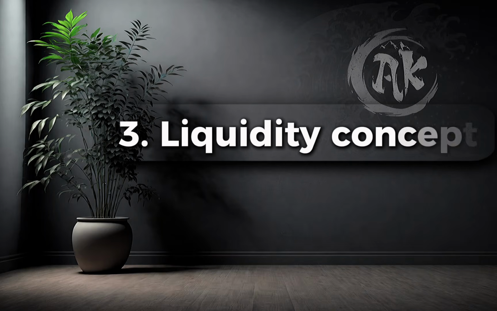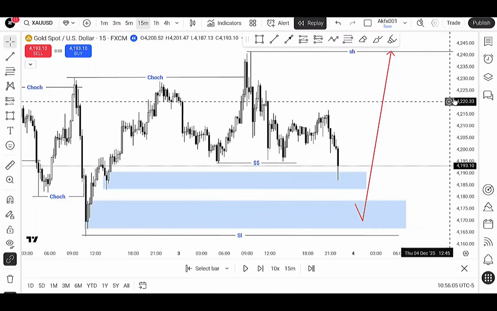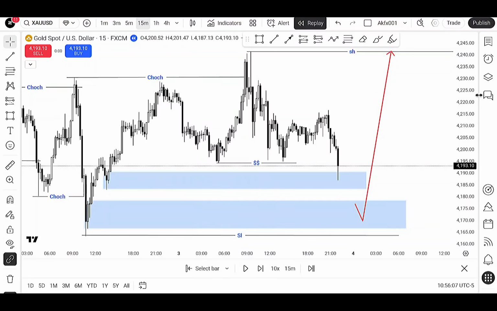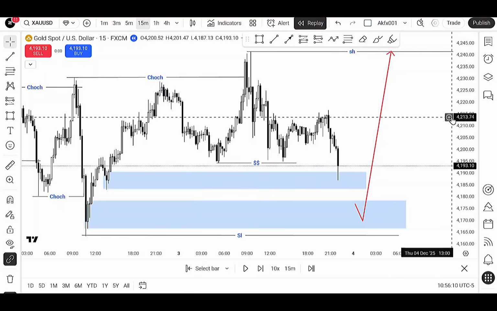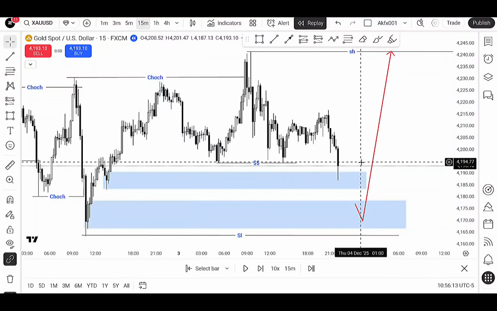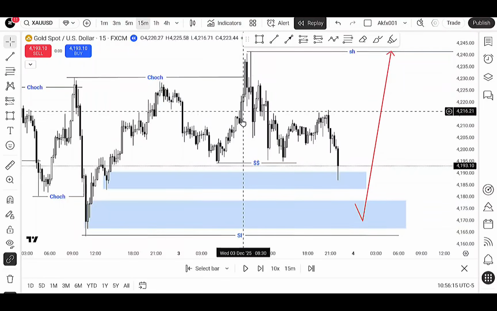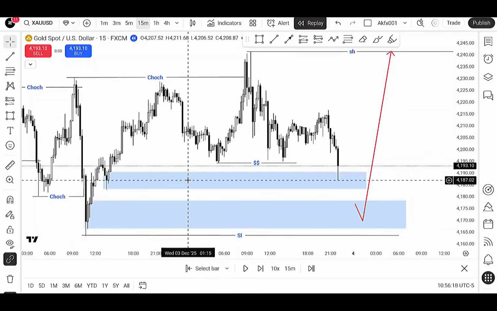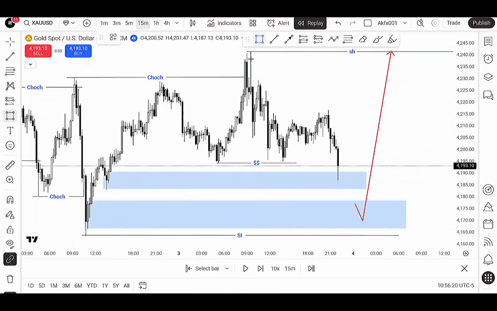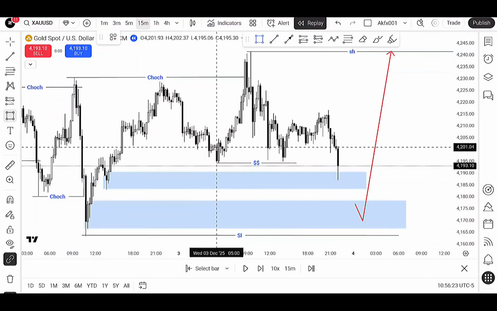Now the third step is the liquidity concept. What is liquidity? Liquidity simply means money, money that needs to be liquidated. That is liquidity. Now, the concept of liquidity applicable to this SMC strategy simply means a place where traders are trapped to put their stop losses.